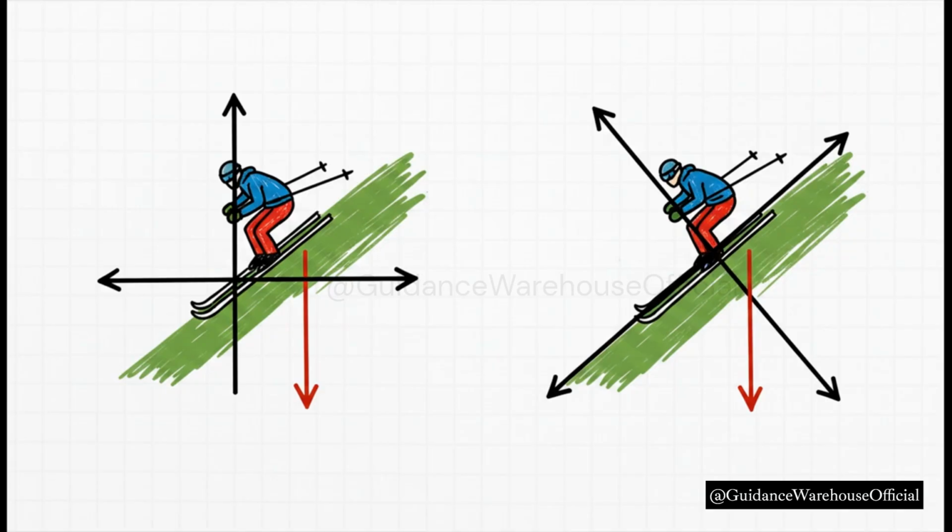Instead of our usual boring flat x and y axes, we're going to get clever. We're going to tilt our entire coordinate system. We'll make one axis that runs parallel to the slope, down the hill, and another axis that runs perpendicular to it, straight out of the hill. By doing this one simple thing, the math suddenly becomes so much easier.